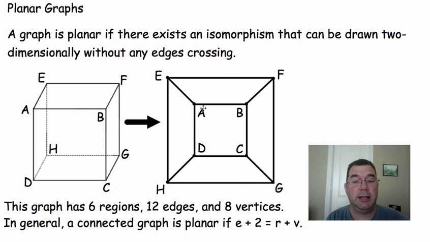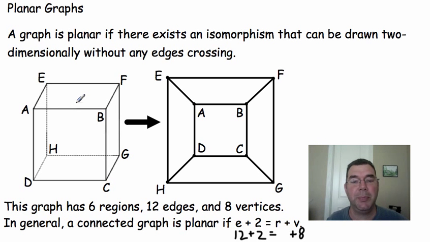So if I look at the number of edges in this graph, I've got 1, 2, 3, 4, 5, 6, 7, 8, 9, 10, 11, 12. So I've got 12 edges here, and 2 is just 2. Now let's count the number of vertices. It goes from A to H, so those are my vertices. That means there's 8 of those, which means that the number of regions has to be 6 in order for this to hold. Well, if I look at my three-dimensional drawing, it's pretty easy to see that there's 6 faces there.